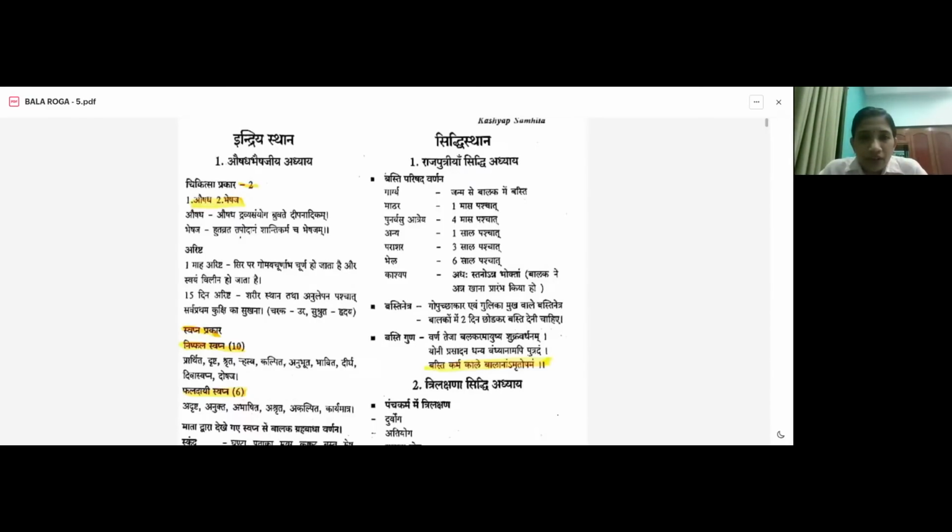So today we are going to discuss the Indriya Sthana of the Kashyapa Samhita. Here two types of chikitsa are described: one is Aushadha and the other is Beshadha. And also 10 types of Sopna, different types of Sopnas, are described.